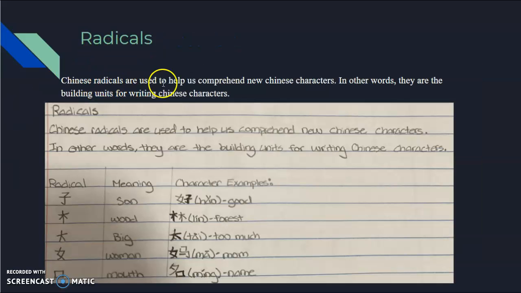Radicals. Chinese radicals are used to help us comprehend new Chinese characters. In other words, they are the building units for writing Chinese characters.